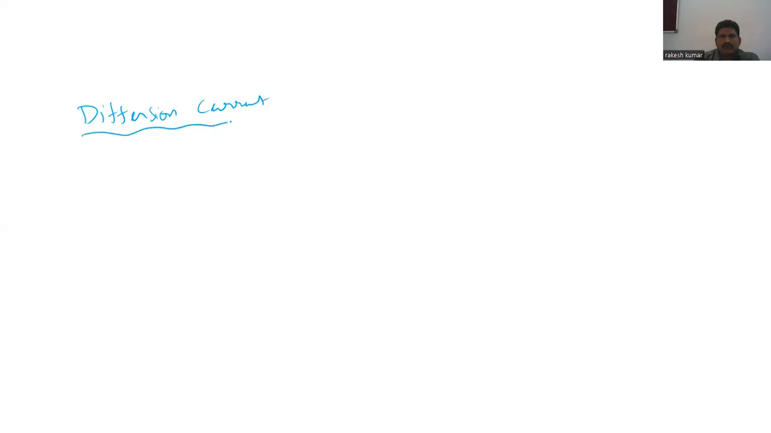When will we get this diffusion current? Here we are not applying any external voltage. Diffusion current is obtained without applying any external voltage. Let us see in which case. What is meant by diffusion? Let us take, for example, a pure semiconductor.